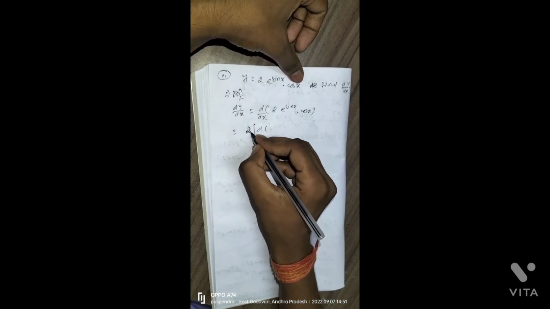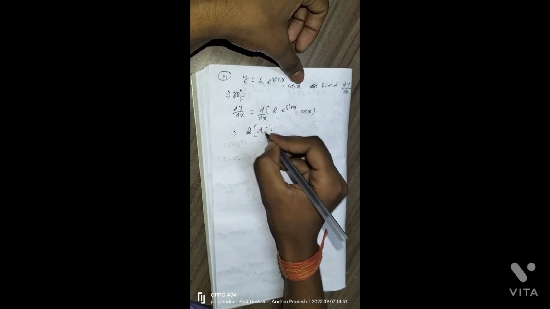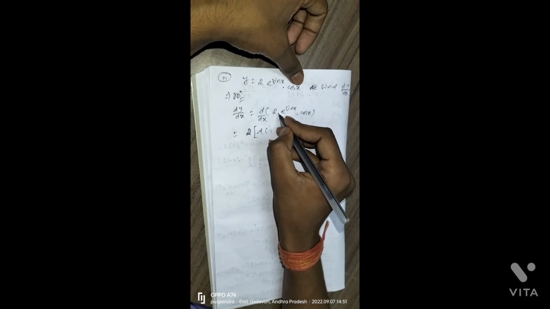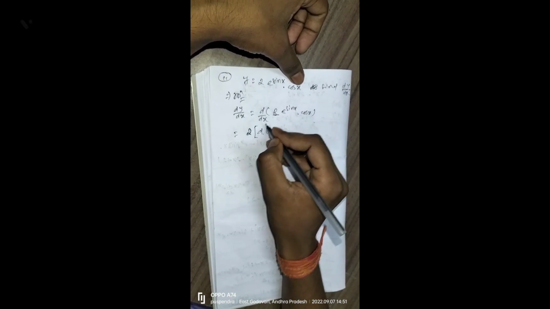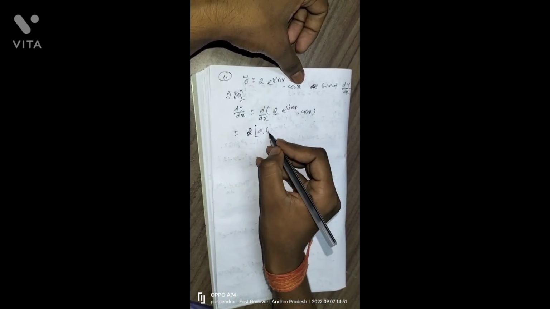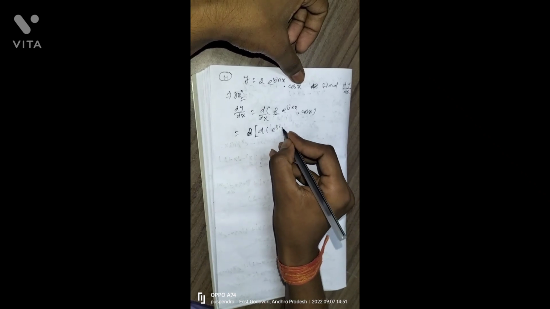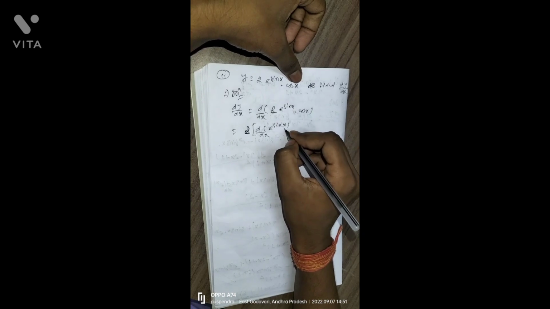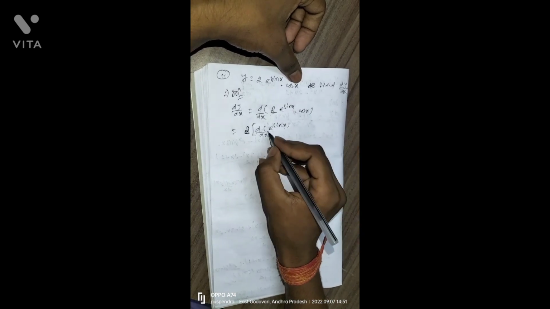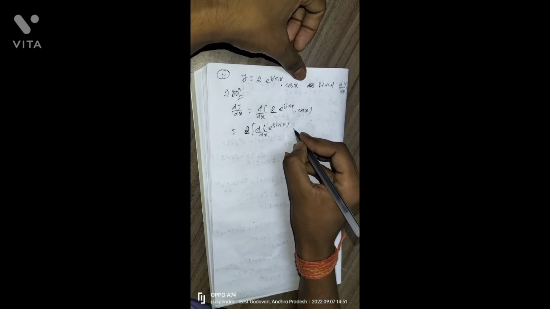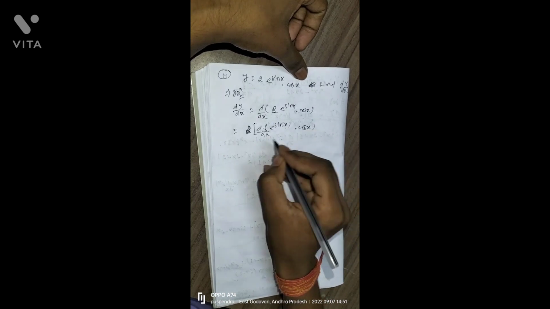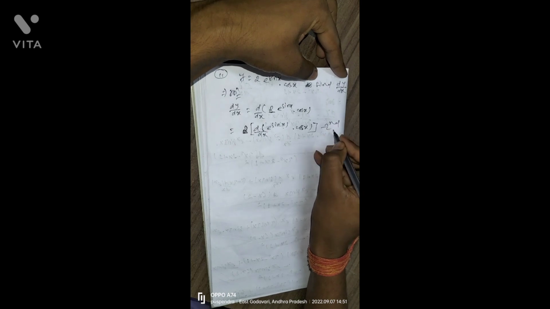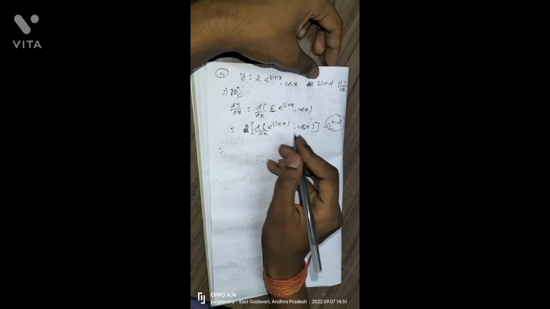I take common here 2. This is not a common actually. I kept 2 as a constant, so I kept it outside. d of e to the power sin x by dx, I'll do that process also, dot cos x. Okay, I have done the second process also. This is second. Now in third, what will it be?